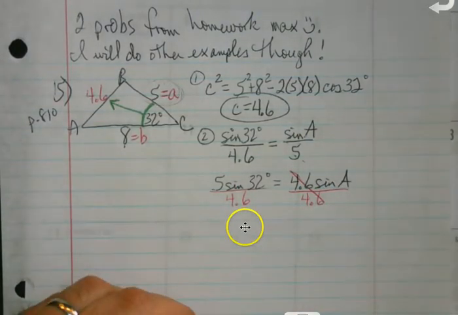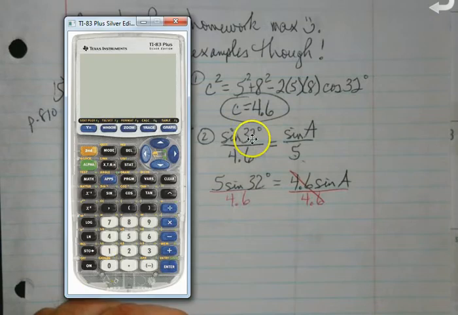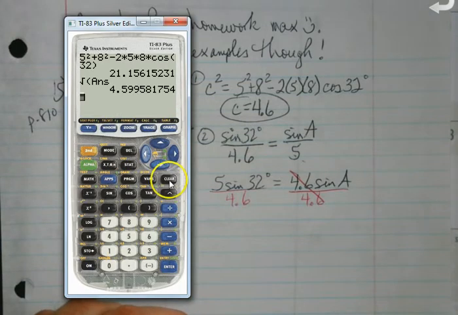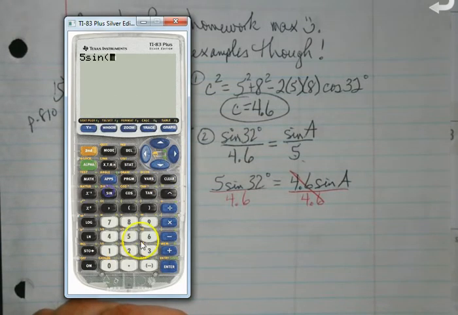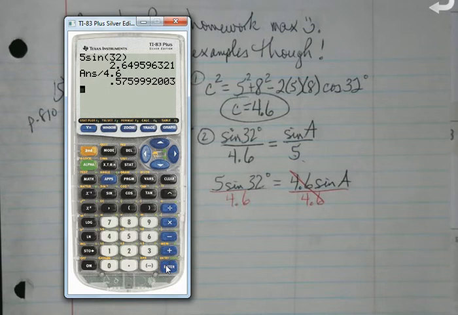So I'm going to take this fraction and plug it into the calculator, so 5 sine of 32, and we talked about the need to either remember to close your parenthesis or to just hit enter and then divide by 4.6, which is probably a good idea. Okay. And I get this decimal.